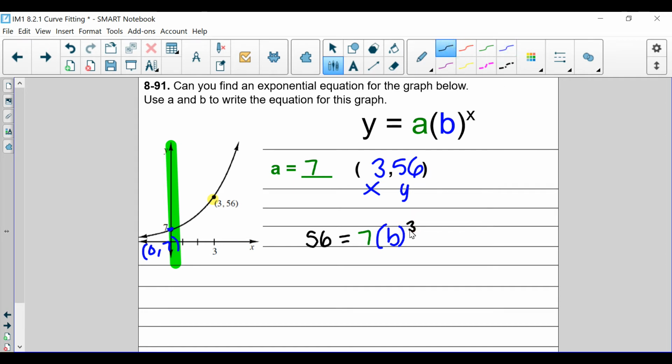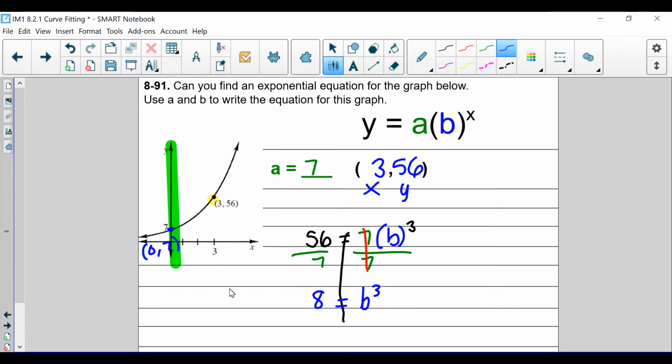Now, once again, we are solving for our b variable. So I'm drawing a line here, and we want to solve for b. We're going to isolate the variable, also known as divide by 7. That's the coefficient. What you do to one side, do to the other. Then we notice that the 7s cancel out. So we get b to the third is equal to 8.